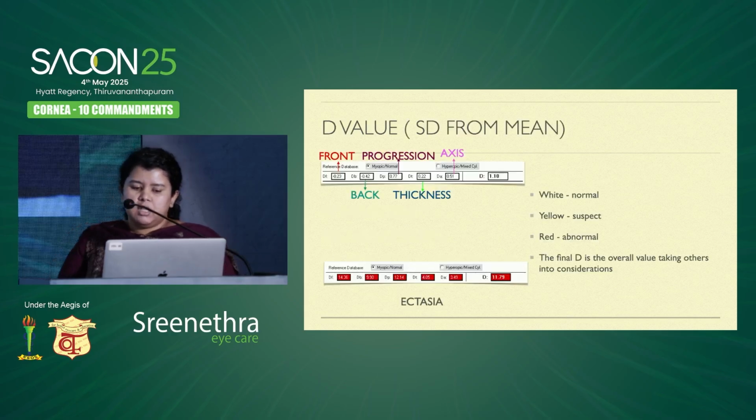The D values: the white is considered normal, anything red is abnormal, and the final D is the overall value, taking the others into consideration.